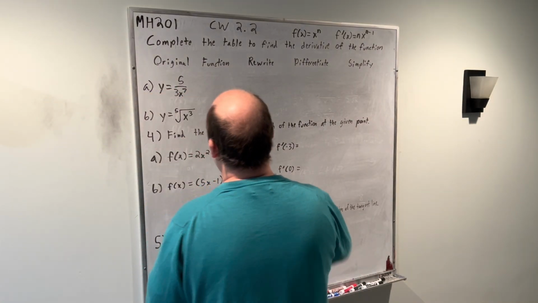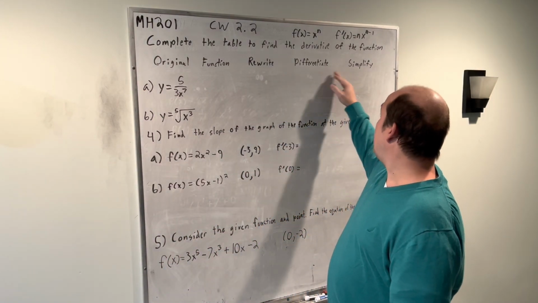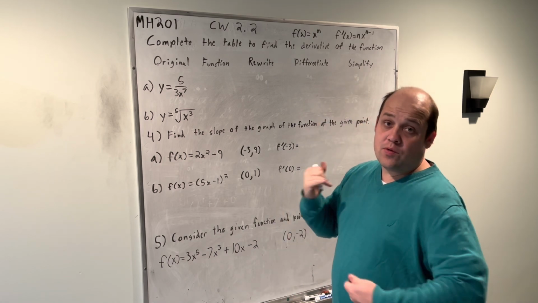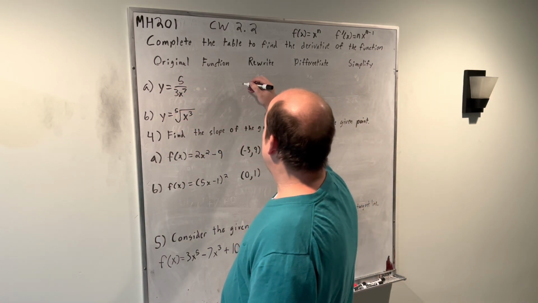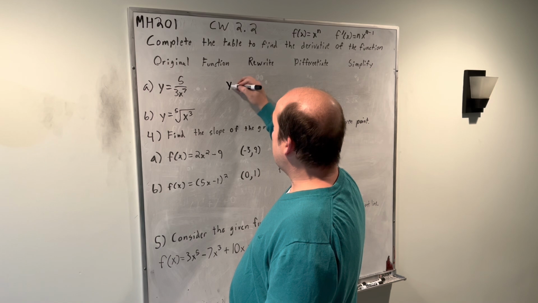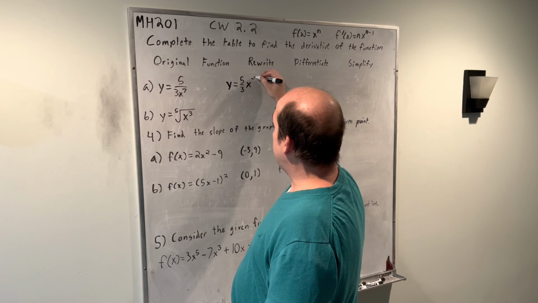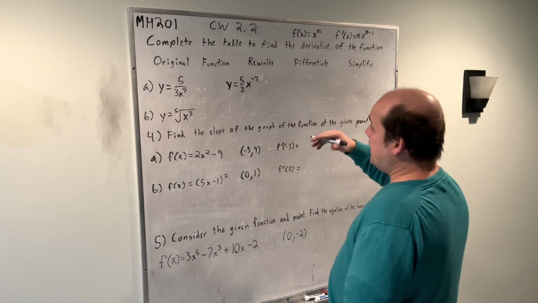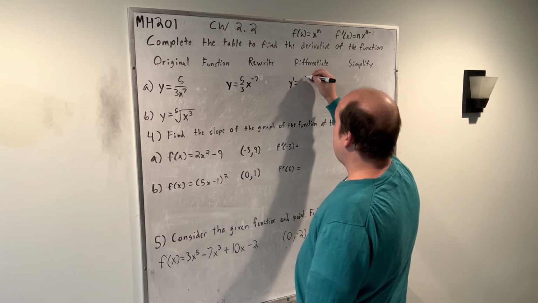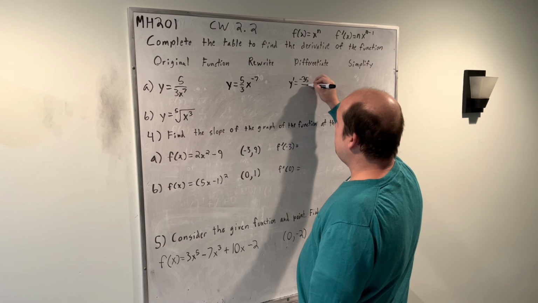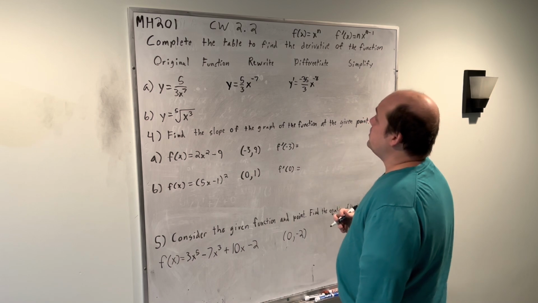Here we're asked to first take an original function, then rewrite it in a form that we can differentiate before differentiating it and simplifying it back to an original version. So here the way we're going to rewrite 5 over 3x to the 7th is as y equals 5/3 times x to the negative 7. When we differentiate, that negative 7 gets multiplied by this 5 to give me y prime equals negative 35 still over 3 x to the negative 7 minus 1, which is negative 8.